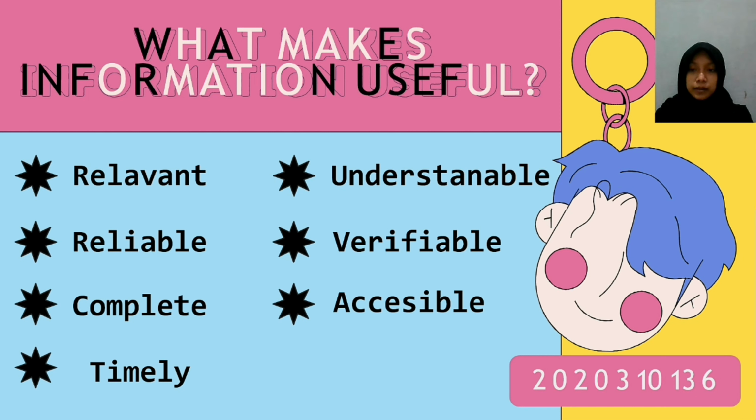Number six, verifiable. The ability, through consensus among measurers, to ensure that information represents what it purports to represent, or that the chosen method of measurement has been used without error or bias. Number seven, accessible. Available when needed, see timely, and in a useful format, see understandable.